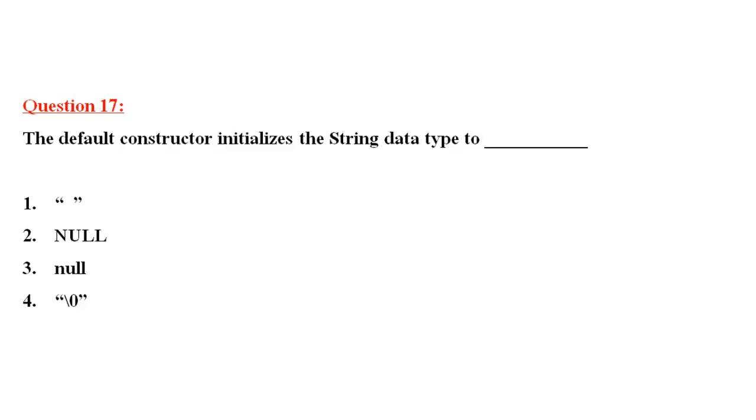Question 17. The default constructor initializes the string data type to number 1 with a space. Then you have NULL in capital letter. Then you have number 3 null in small letter. And number 4 is \0 within double quotes. Default constructor initializes the string data type with null, null in small letter, that is lowercase. Answer 3 is right here.